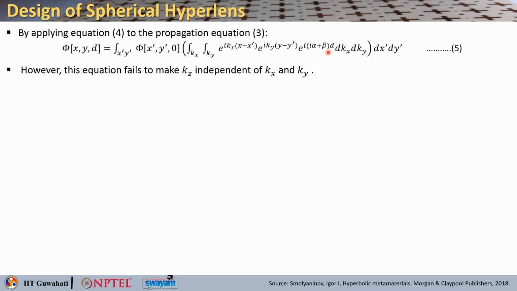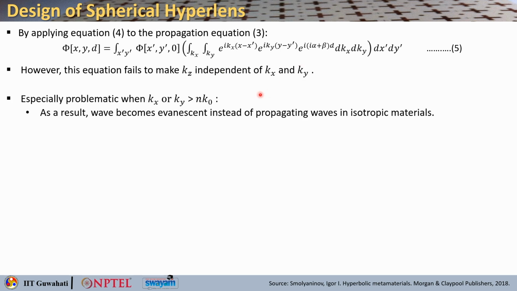Okay. So, the final equation is to satisfy the condition for linear propagation of objects along the z direction, as you can see here. So, this equation fails to make kz independent of kx and ky, right. So, it is not like in the previous case. Okay. So, here kz is still dependent on kx and ky, and especially it is problematic when kx or ky is greater than n k naught. So, as a result, what you will see, the wave becomes evanescent.